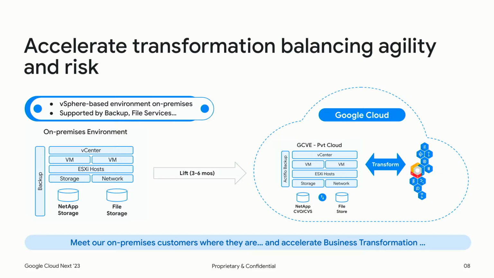We are taking a unique approach when it comes to providing a cloud-first experience for vSphere-based workloads in Google Cloud using our first-party offering, Google Cloud VMware Engine, or GCVE. GCVE accelerates transformation while balancing risk and agility, enabling us to meet our customers where they are. It delivers a dedicated VMware private cloud infrastructure in Google Cloud with vSphere ESXi for compute, vSAN for shared storage, and NSX for software-defined networking.